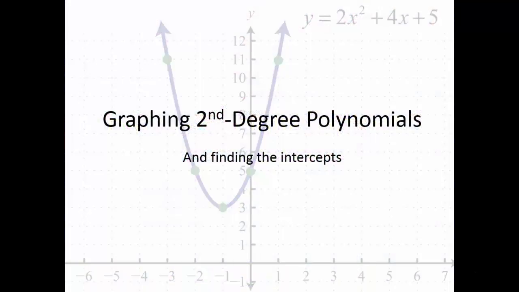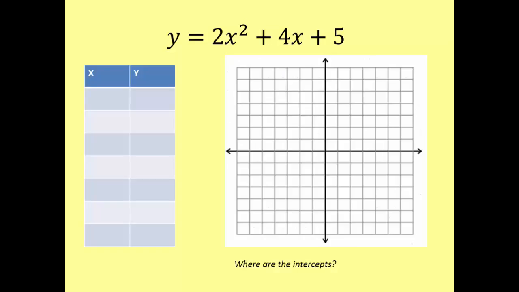Second-degree polynomials and finding their intercepts. Here's a second-degree polynomial. The first strategy we're going to try is just the same that you would try for any new function if you're not sure what it's going to look like. Just plug in some numbers. So I thought I would try the integers between -3 and 3.